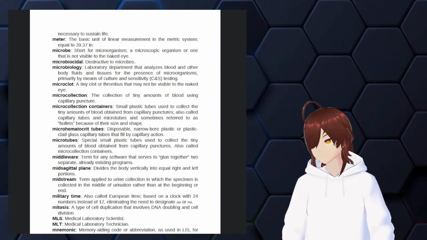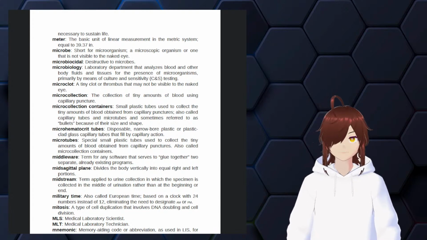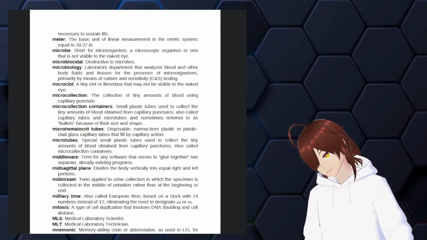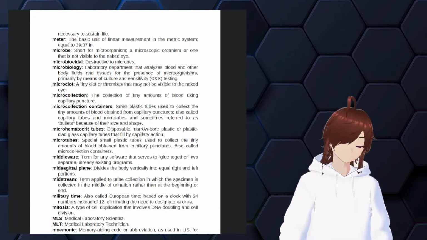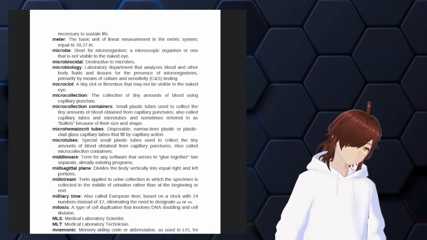Mid-sagittal plane, divides the body vertically into equal right and left portions. Midstream, term applied to urine collection in which the specimen is collected in the middle of urination rather than at the beginning or end. Military time, also called European time, based on a clock with 24 numbers instead of 12, eliminating the need to designate AM or PM.